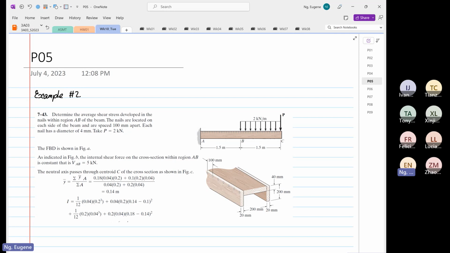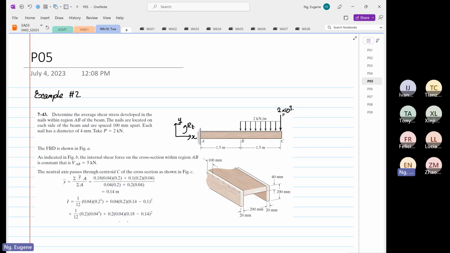So I'm not going to calculate the IZZ, or before we start, we are going to calculate the average stress developed on the nail. So if this is our transformation, this is our X, and this is our Y, and this is our rotation in our Z. And this P over here is going to be 2 times 10 to the power 3. And then we have to determine the shear stress acting on the nail.